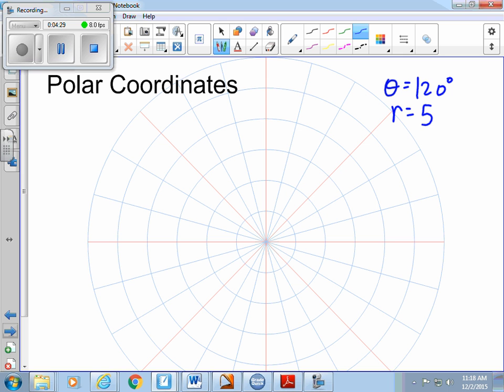It would go 120 degrees, which looks like here. 15's perfect, thanks. So with 15s, I need to go all the way over to 120, which would be right here. Okay. So 120 degrees, 5 units out. That's how you graph using polar coordinates. Any questions so far?